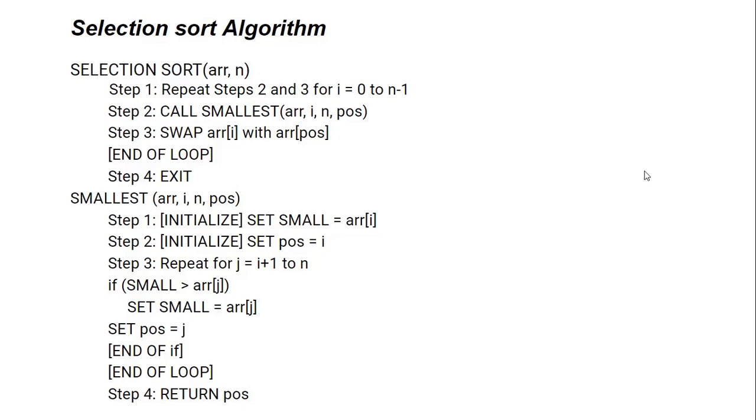Smallest function with variables array, i, n and position. Step 1: Set small equal to array[i]. Set position equal to i. Step 2: Repeat for j equal to i plus 1 to n. If small is greater than array[j], set small equal to array[j] and set position equal to j. Step 4: Return the position.